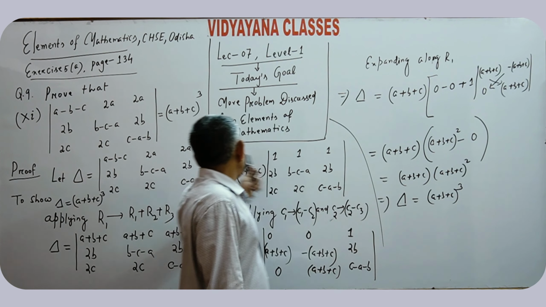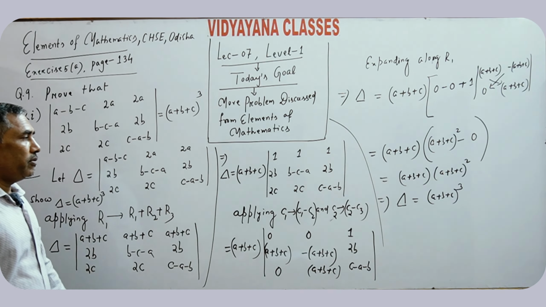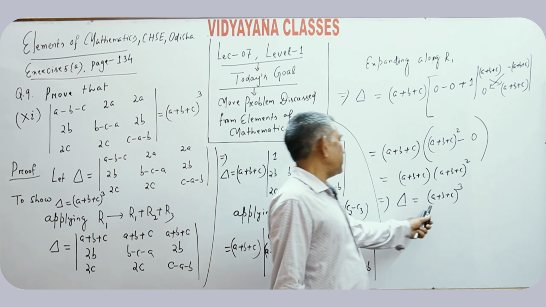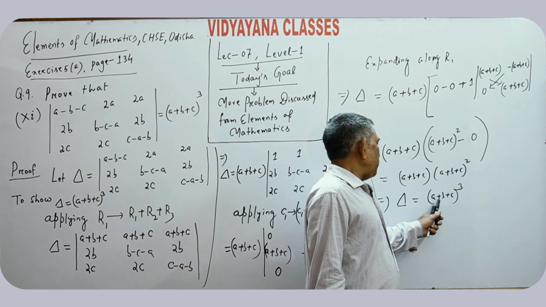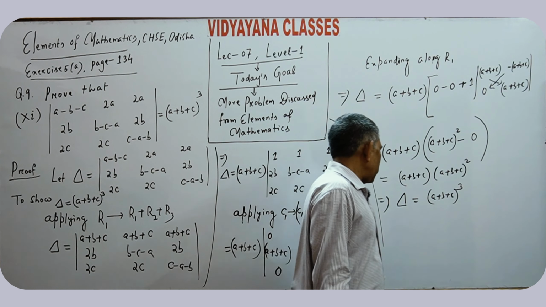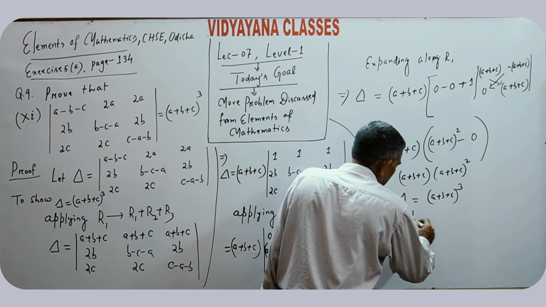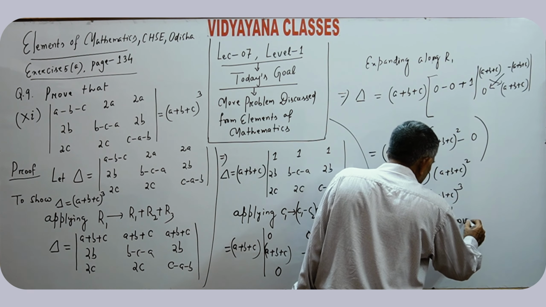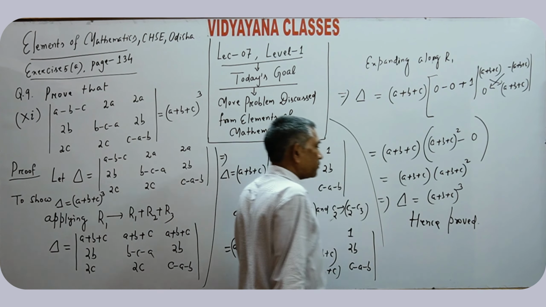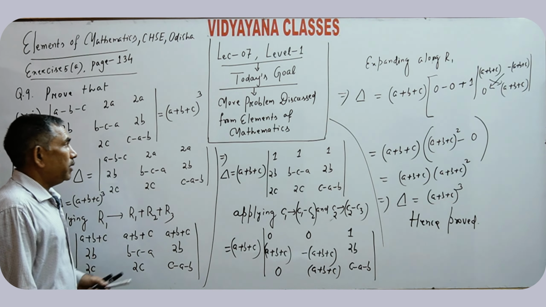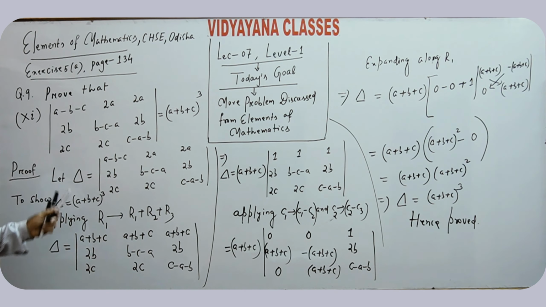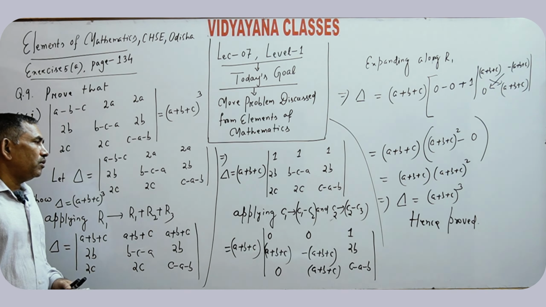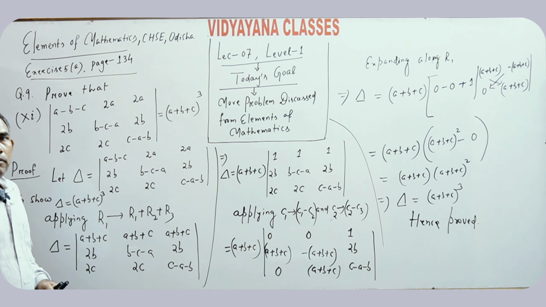Del is the given determinant. So the value of the determinant is a plus b plus c whole cube. Hence, the statement is proved. The value of the determinant, which is taken as del, is equal to a plus b plus c whole cube. Are you clear? Okay, write down.